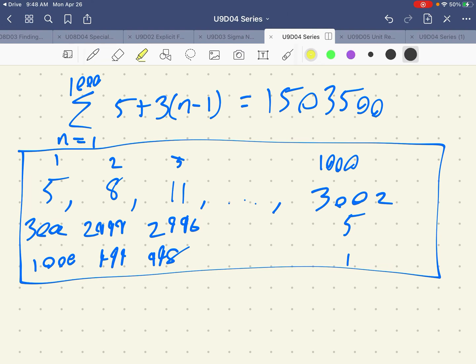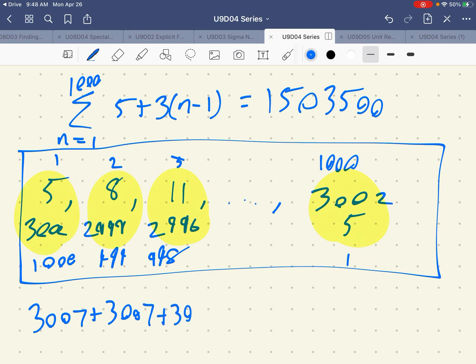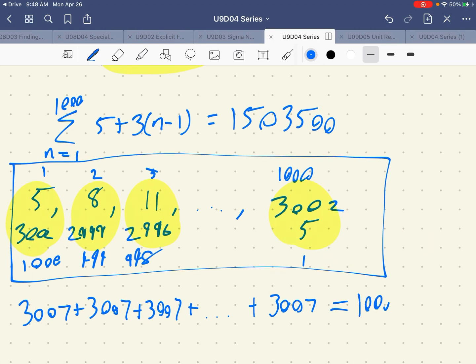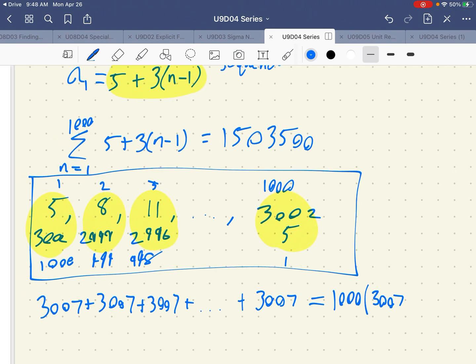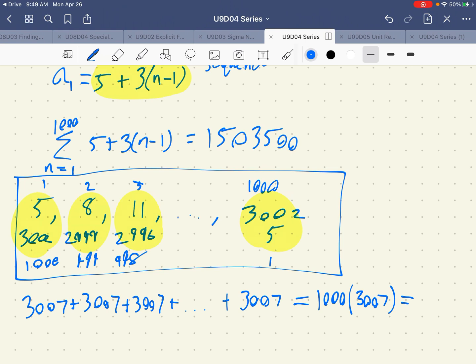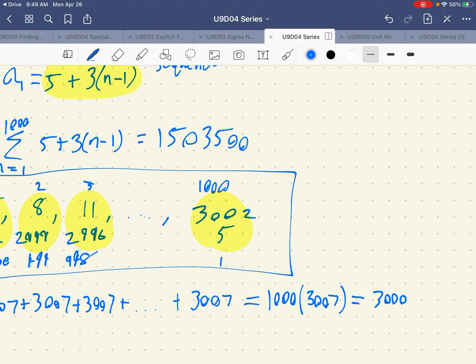So what he noticed is that if you were to add these in pairs, they all give you the same outcome. They all add up to 3,007, the first term plus the last term. And that's going to happen for all 1,000 pairs of the sequence. If you were to count how many of these sums there were, there are 1,000 of them. So this could be rewritten as 1,000 copies of 3,007, which would be equal to 3,007,000.